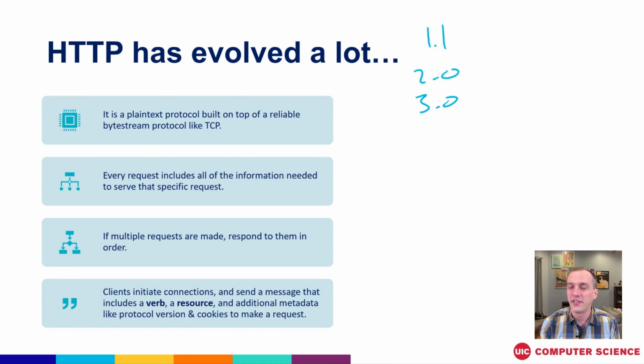But there's a lot of inefficiencies in the way that that works. And so a lot of these things have changed going from HTTP 1.1 to 2.0, and now we even have HTTP 3.0. So in 1.1, we have a plain text protocol built on top of a reliable byte stream protocol like TCP. In 2.0, we get rid of this plain text protocol part. Instead of being a plain text protocol, we pack everything in a way that makes it very easy to compress.